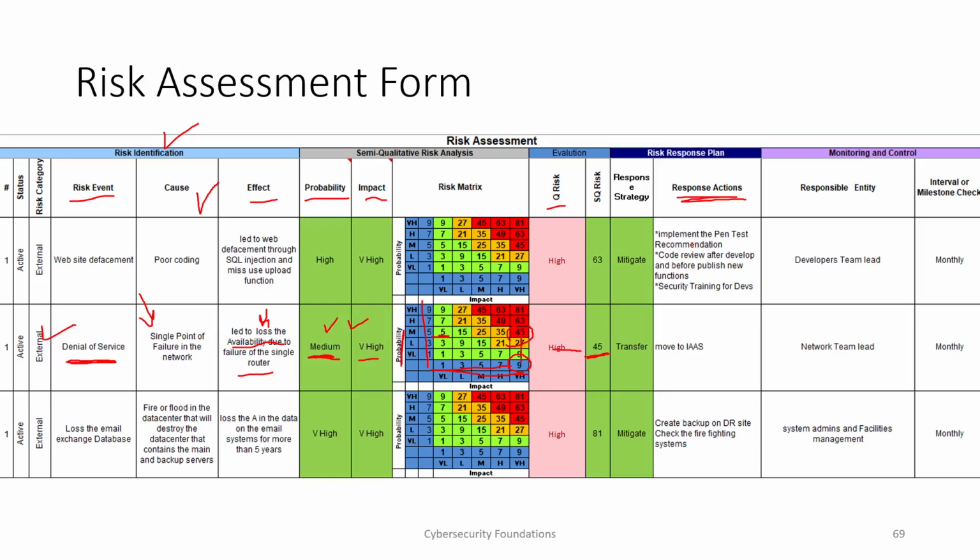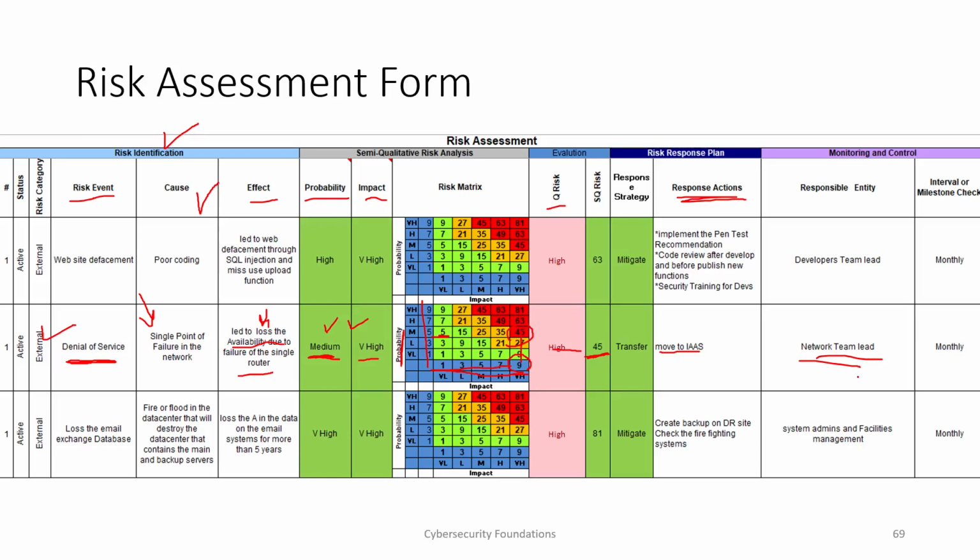So you could suggest moving to a cloud service provider that provides internet infrastructure as a service, and who will be responsible to assess this and check the applicability of such a solution would be the network team lead or the network management team. You try to assess all the risks that could be related to your infrastructure.